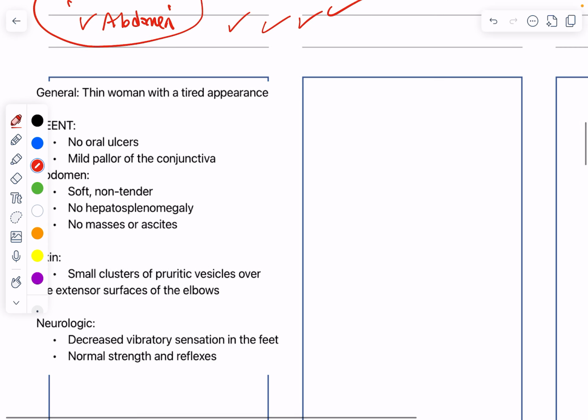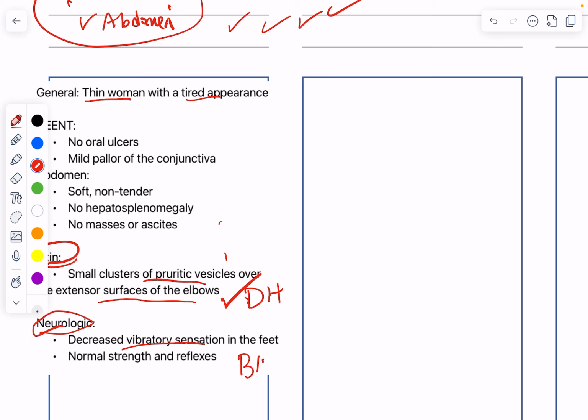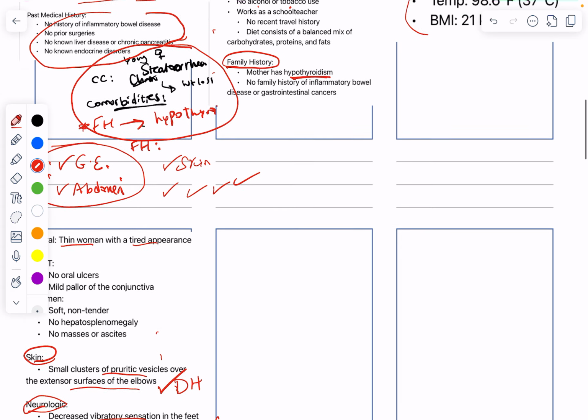Now we did a physical exam. The patient is a thin woman with a tired appearance and nothing else. But on the skin exam, she has small clusters of pruritic vesicles over the extensor surfaces of the elbows. So that is positive for dermatitis herpetiformis, kind of reinforcing and proving that it could be celiac. Neurologic exam shows decreased vibration sensation in the feet, so it could be B12 deficiency as well, maybe a complication of malabsorption or steatorrhea. So until now, we have a couple of differentials.